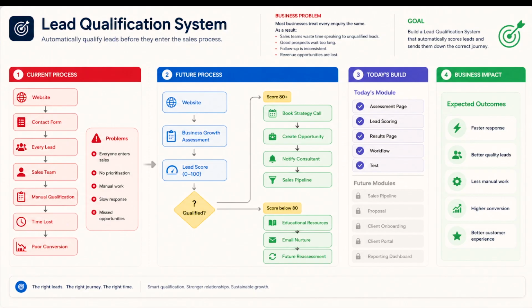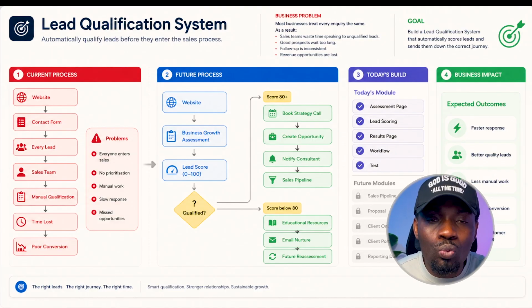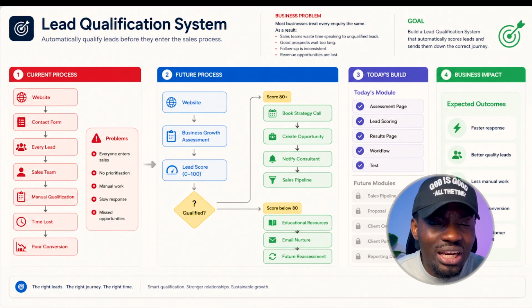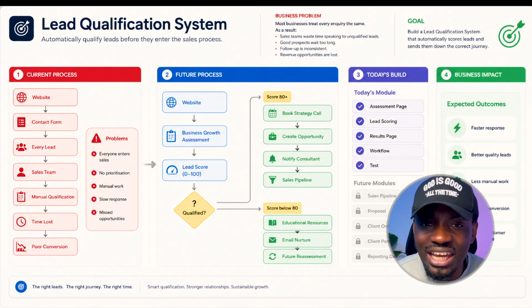Finally, the business will be able to operate faster, have better quality leads, reduce the manual work, increase conversion, and finally get better customer experience. Because nobody wants to land on a landing page of a business without having clear direction of their next steps and if they are the right fit to get attended to.